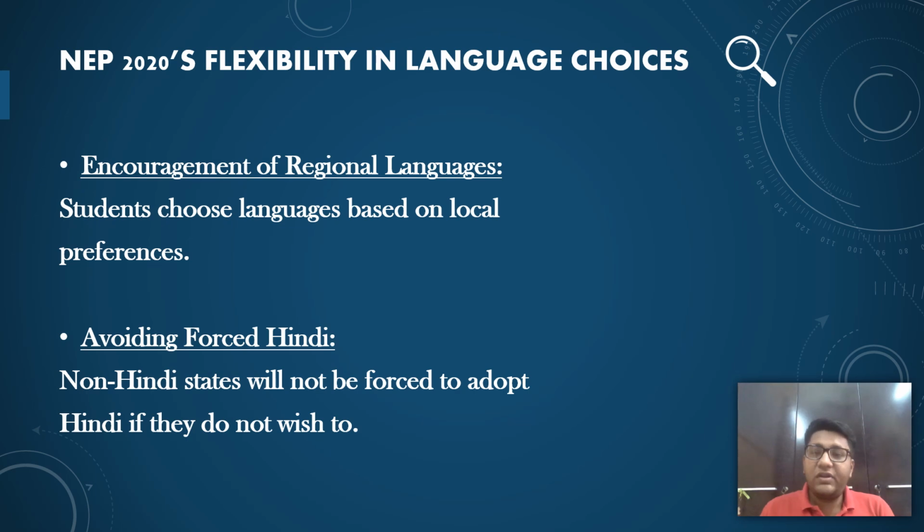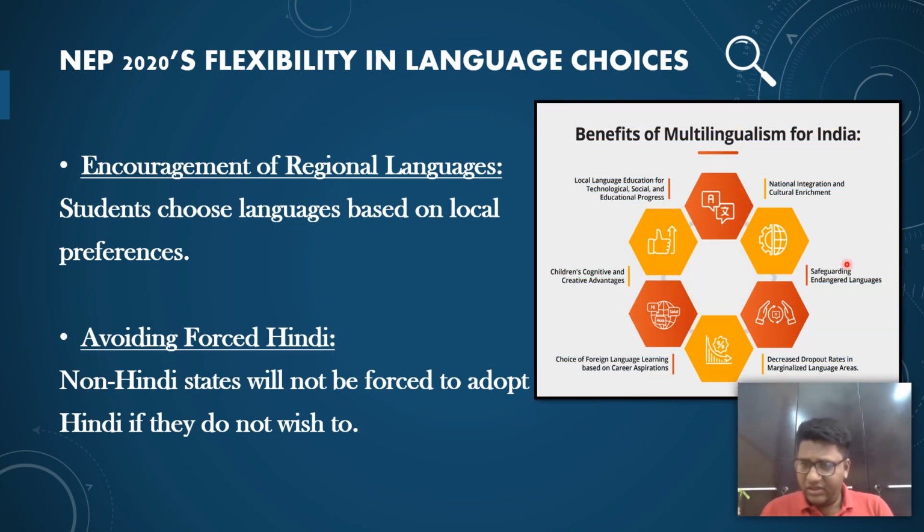Moving forward, NEP 2020 also provides many flexible aspects regarding this linguistic matter: local language education for technological, social and educational progress, children's cognitive and creative advantages should be looked after, choice of foreign language learning based on career aspirations to be facilitated, national integration and cultural enrichment should be looked after, and lastly, endangered languages should be safeguarded. Avoiding forced Hindi, so Hindi cannot be forced. Non-Hindi states will not be forced to adopt Hindi. And lastly, students will choose languages based on their local preferences.